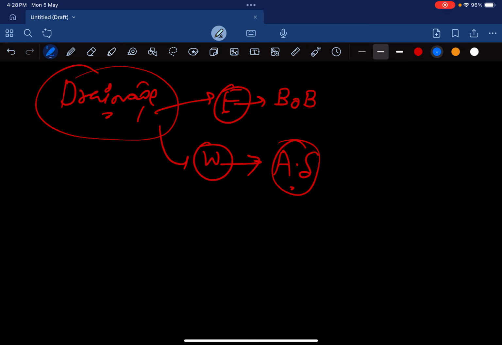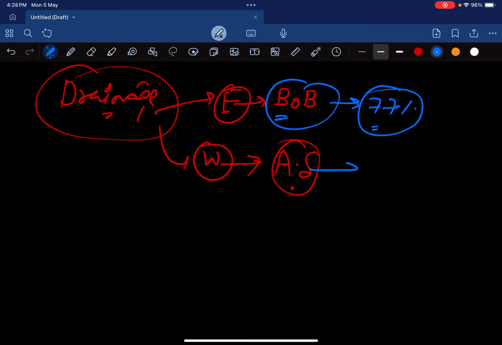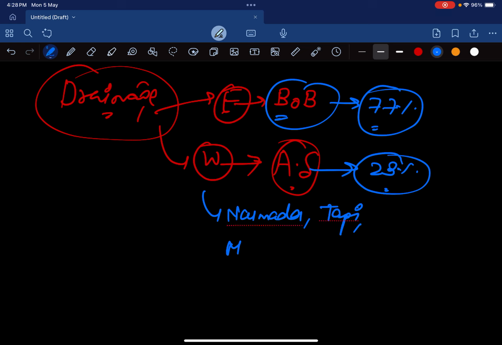Right now, almost 77% of India's drainage is happening in the Bay of Bengal, and 23% is happening in the Arabian Sea. Few of the west flowing rivers are Narmada, Tapi, Mahi, and Periyar. We will read more of them ahead, right?